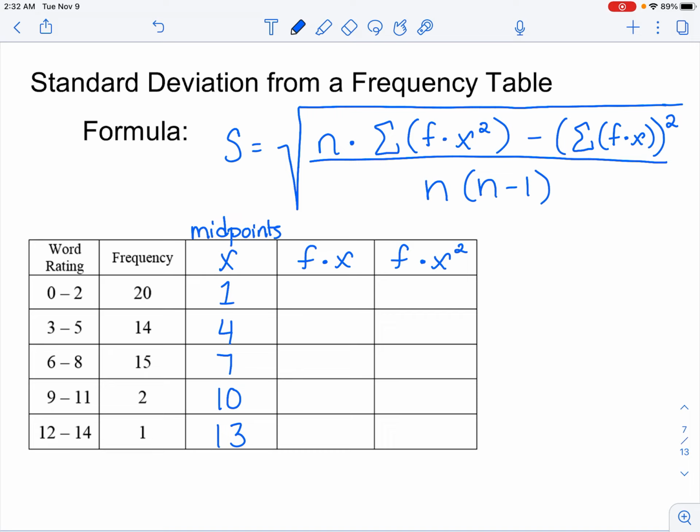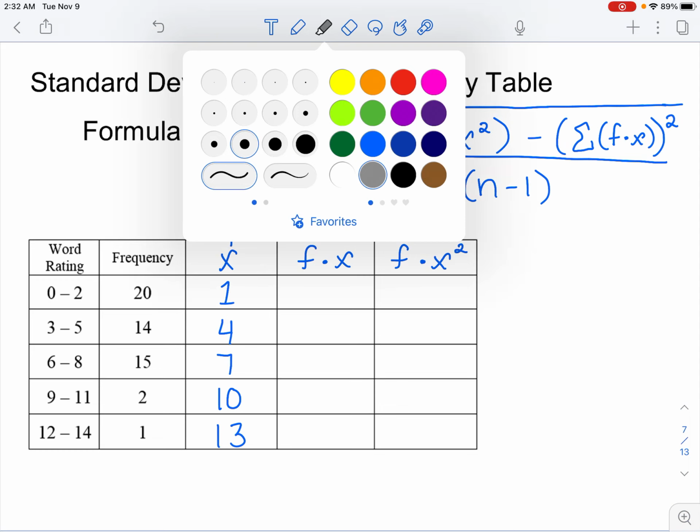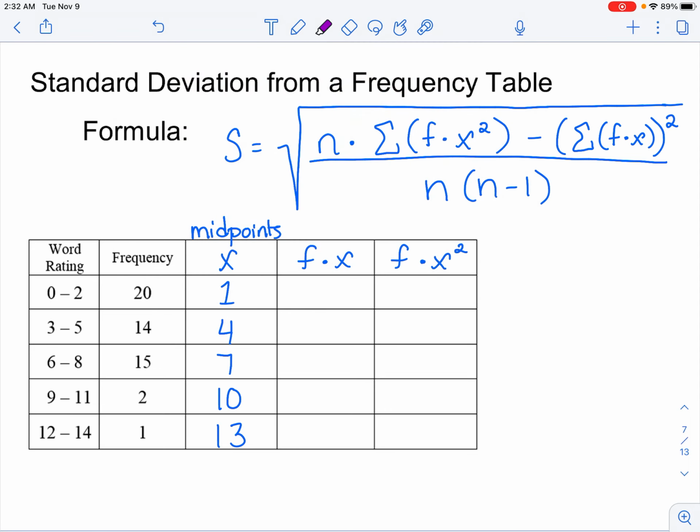So next up, we're going to go through and find the f times x numbers. I'm going to do it in purple. All right, so f times x means I'm doing frequency times the x value, okay? So 20 times 1 is 20. Then I do 14 times 4 multiplied together, and that gives me 56. Sorry, pen stopped writing for a moment. Then I do 15 times 7 is 105. 2 times 10 is 20. 1 times 13 is 13.